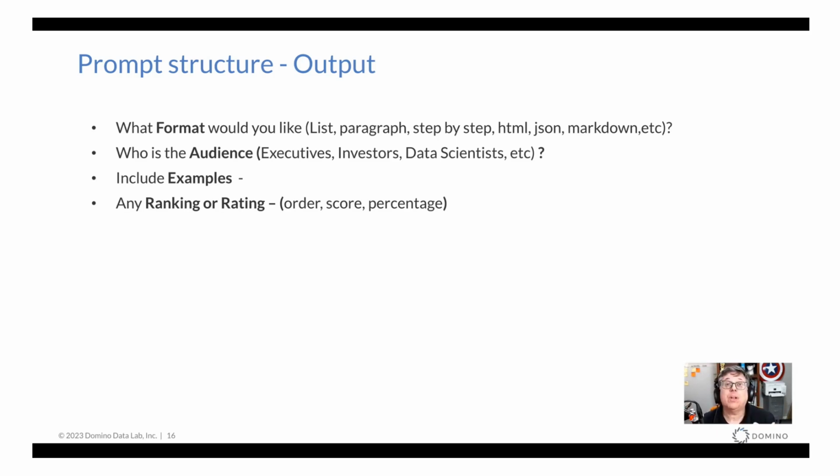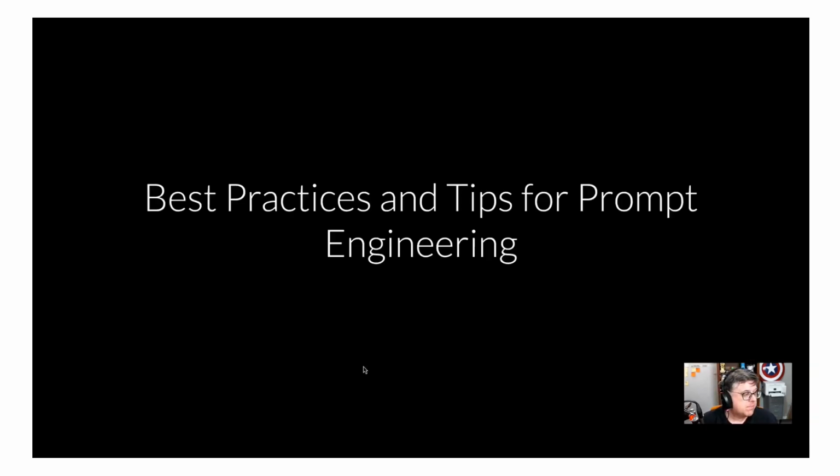We also can include examples to train it and say, these are some other related things that will help you get the context that you need to give me the output that I want. You can also tell it rankings or ratings, like order or score or percentage, alphabetical, rank by stars, whatever you want to do there. So that's a little bit about the output. Let's take a look at that.